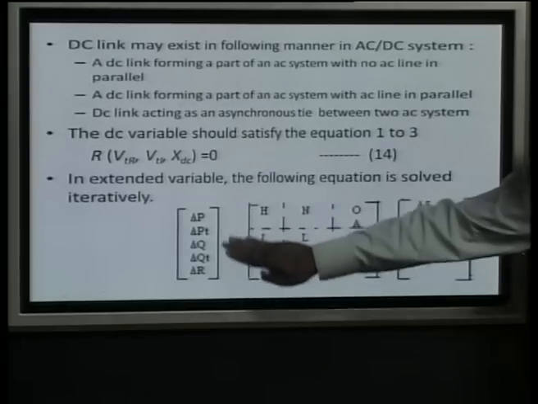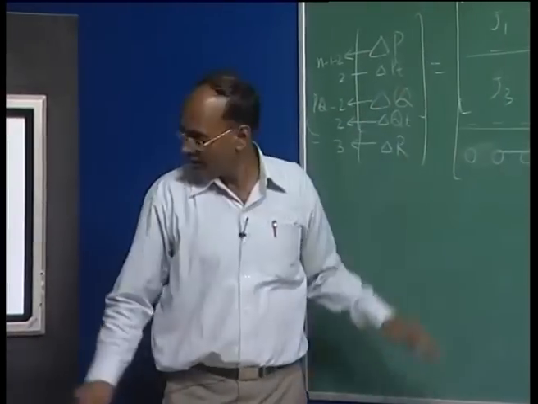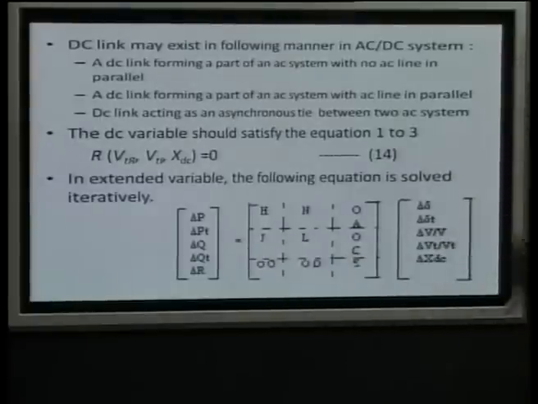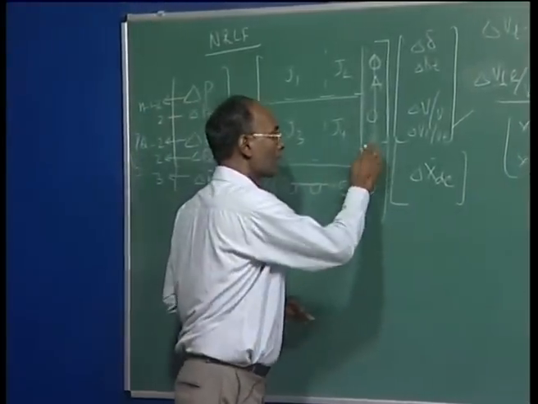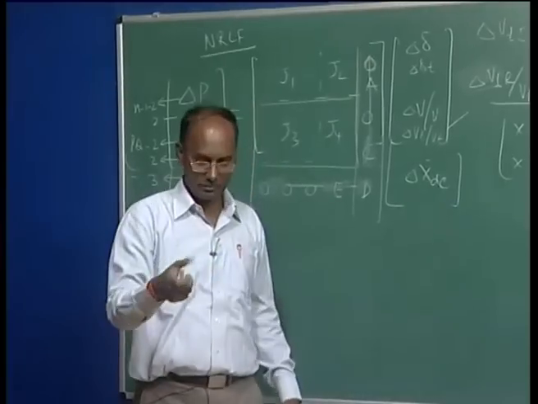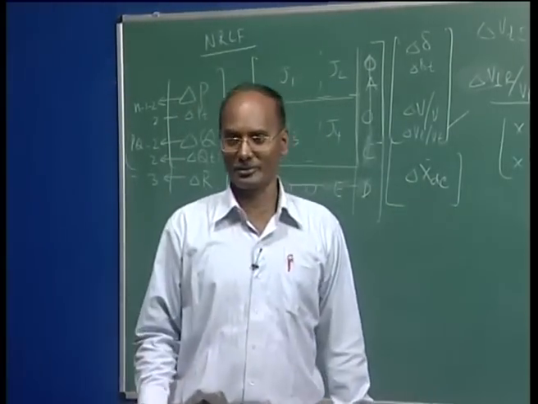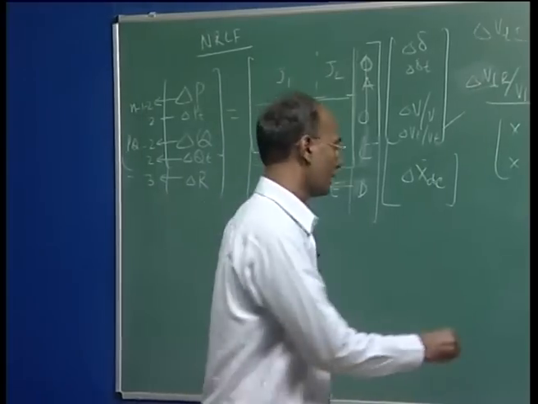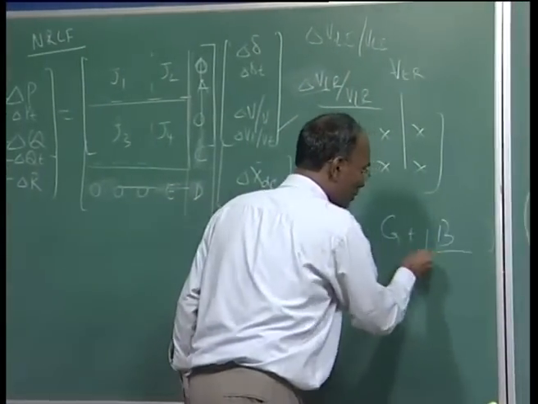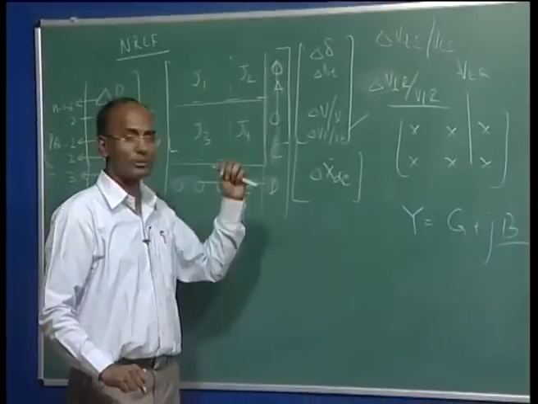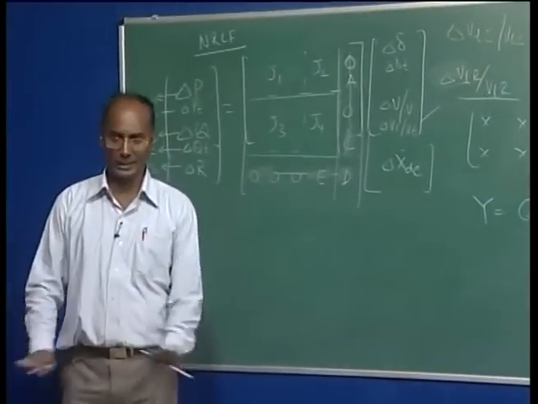Now, you can see what I have written here. Instead of B, C is written. The reason is that C is more convenient, because B looks like the B of the Y bus matrix. You know, if you write Y, it is G plus JB. So to avoid the confusion, it is better to write C. That is why C is used, nothing else.